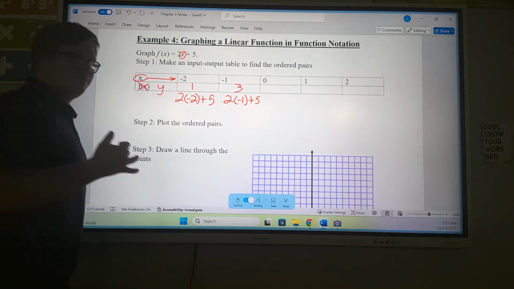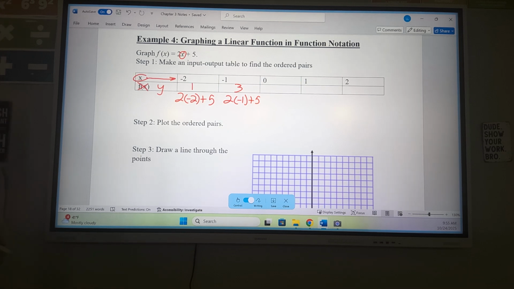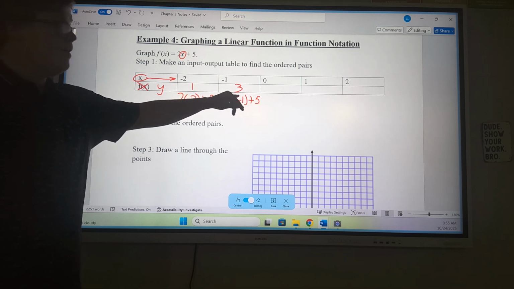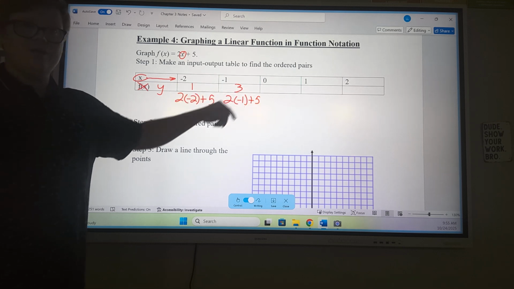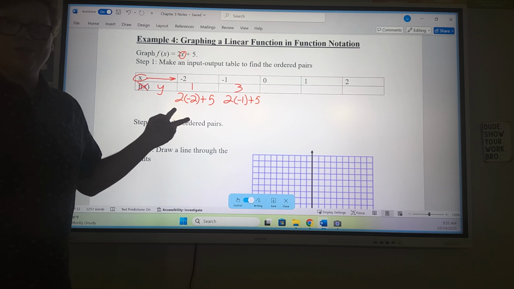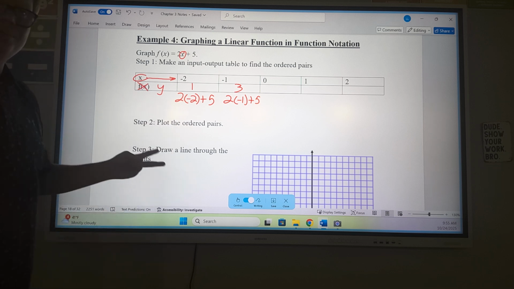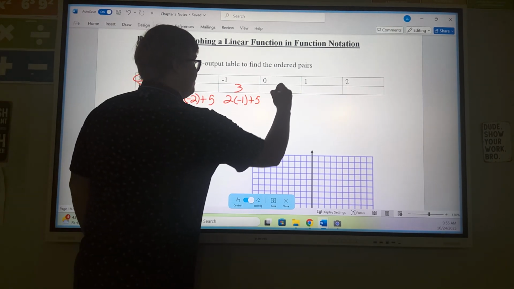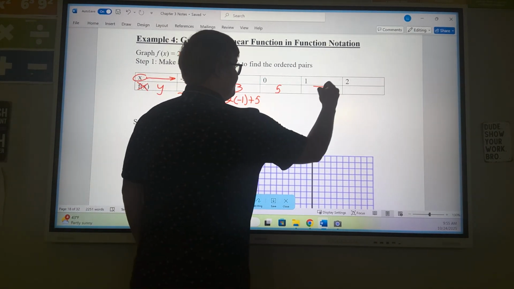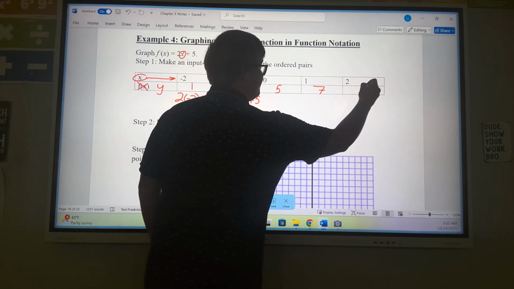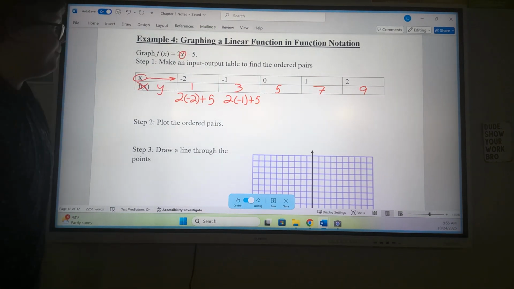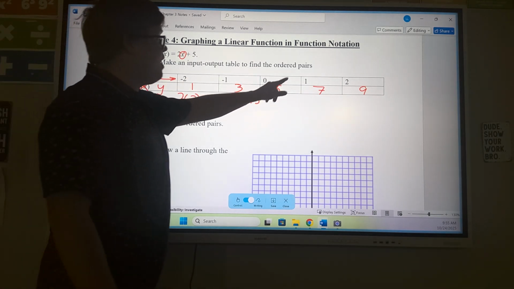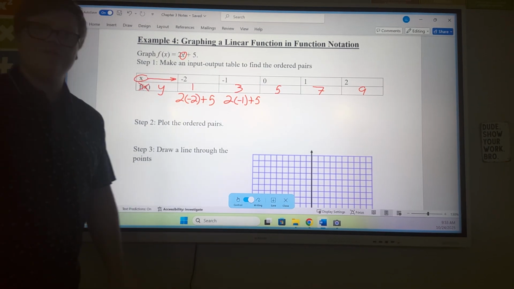Now, again, we've talked about how in a linear function, it's going to have a constant rate of change. So after we get to our second one, our rate of change here, from 1 to 3, we add 2. We can really just fill in the rest of the table. We don't have to solve the equation multiple times. So what I would do is just add 2 to 3, which is 5. We know 5 plus 2 is 7. And we know 7 plus 2 is 9. So we know all of our points, right? We have negative 2, 1, negative 1, 3, 0, 5, 1, 7, and 2, 9. Those are the points we're going to graph.